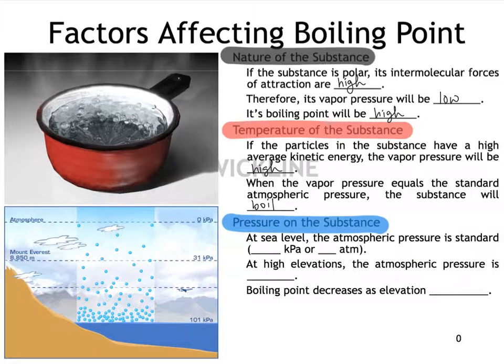Lastly, let's examine the effect of pressure on the substance by the atmosphere. At sea level, where New York City is, the atmospheric pressure is standard. That is 101.3 kilopascals or 1 atmosphere. Both of these values are from Table A. But you should know that at high elevations, the atmospheric pressure is less than 101.3. Therefore, the boiling point decreases as elevation increases.